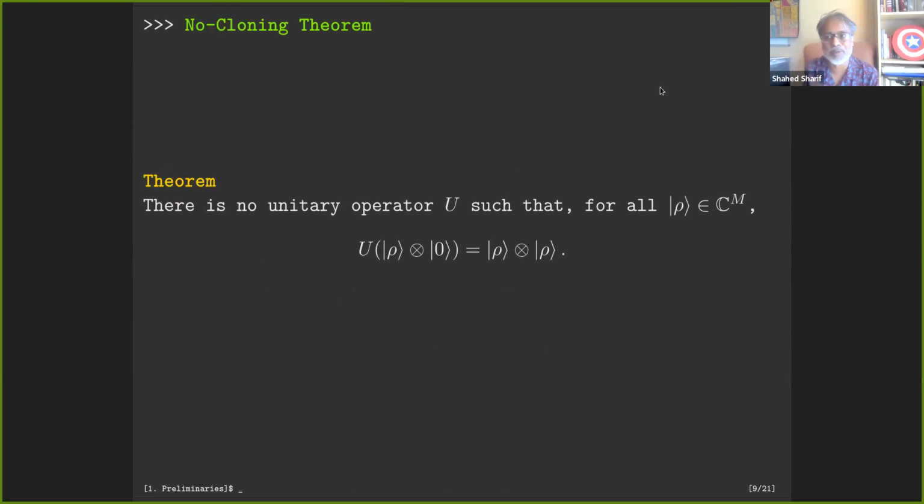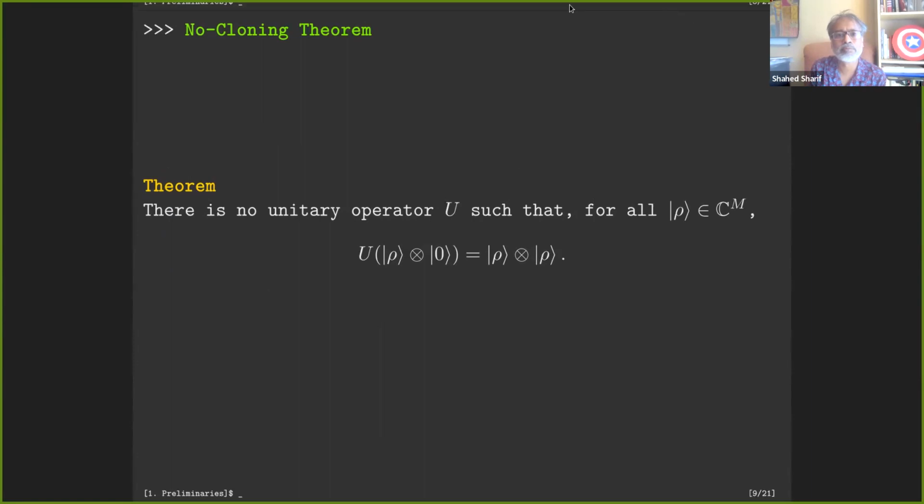Okay, and then Travis also mentioned the no cloning theorem. Here it is. It's very innocuous. So from a mathematical perspective, there's nothing to it. From a physics perspective, this really tells you that you can't copy data. So if rho is the quantum data that you'd like to copy, you think of on the left-hand side, the 0 as being a blank slate. And on the right-hand side, you've copied it over into that blank register. So now you have 2 copies. So this is not really allowed.